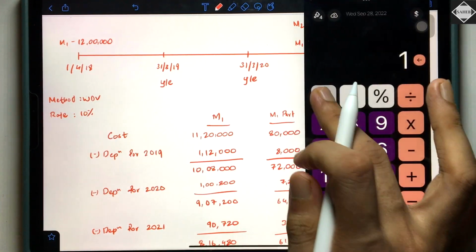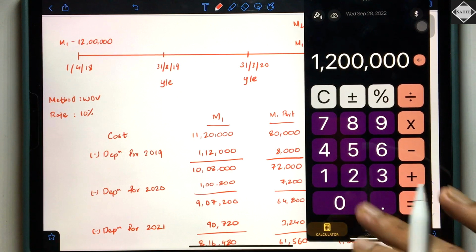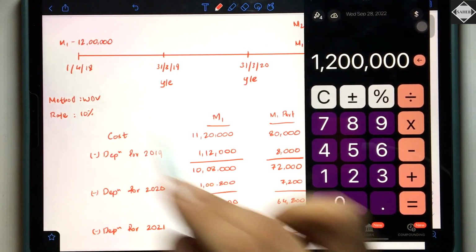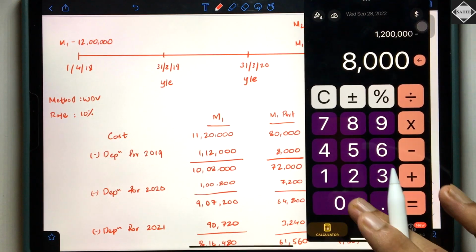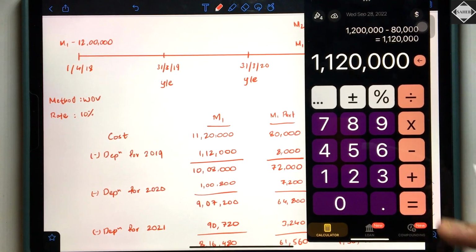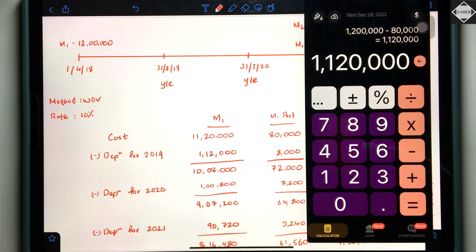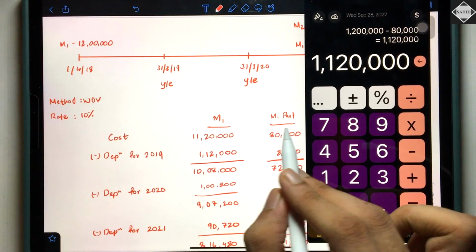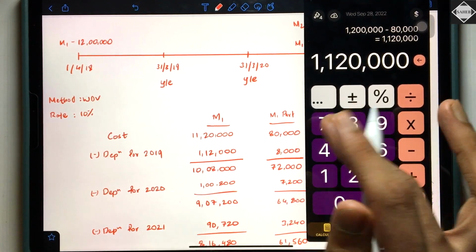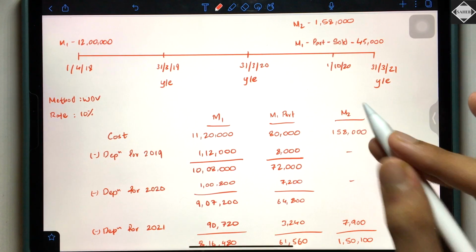How is this? It's really simple. See, 12 lakh was the total machinery, right? Total machinery minus 80,000, the part of the machinery which you have sold, so 11 lakh 20. So you understand, I have bifurcated the machinery's value. Is it clear? M1 and M1 part, 11 lakh 20 and 80,000. Clear? Easy. We'll come to the M2 later onwards.